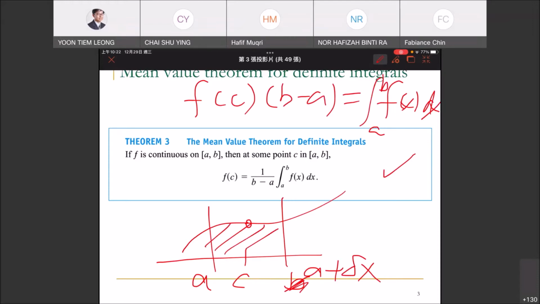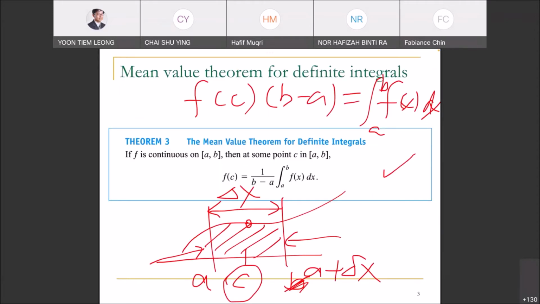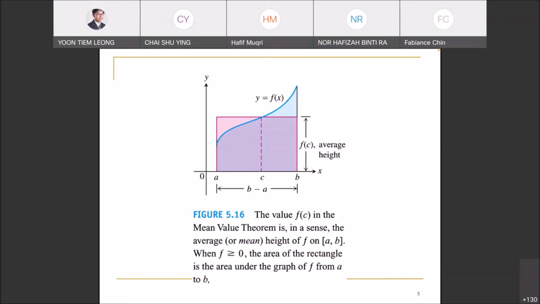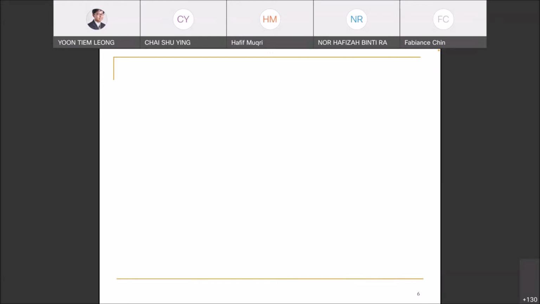So no matter how small the width of this is, there is always a guarantee to have a value of C that is sandwiched between the left limit and the right limit. So we need this theorem in order to help us relate the definite integrals and the indefinite integrals. Okay, so that is what I want to tell you. We need to have theorem 3 before we can prove the fundamental theorems of calculus.